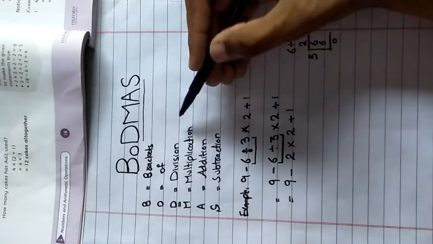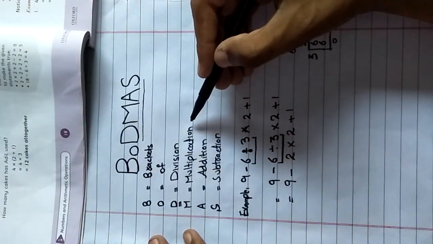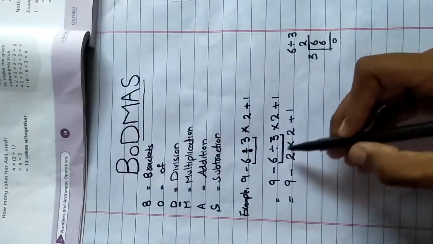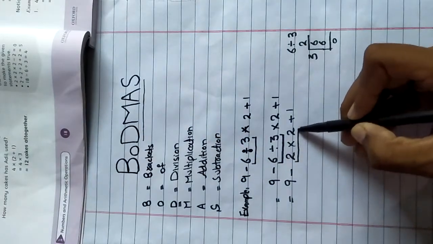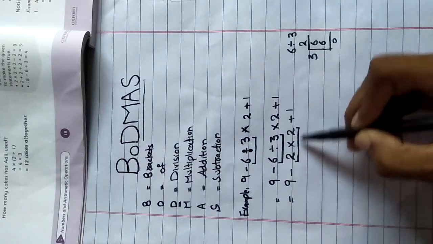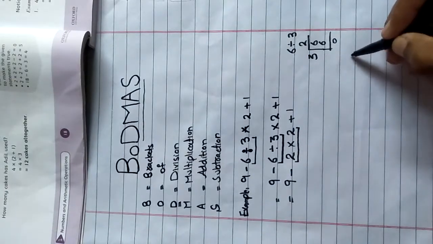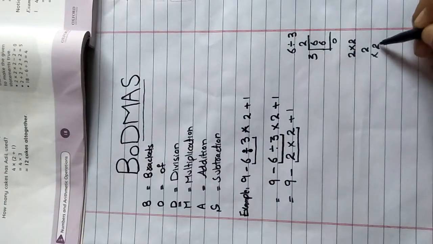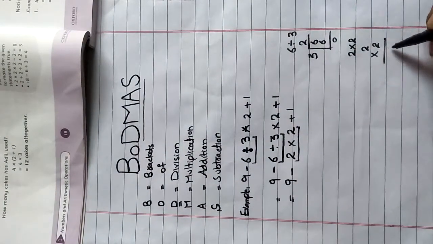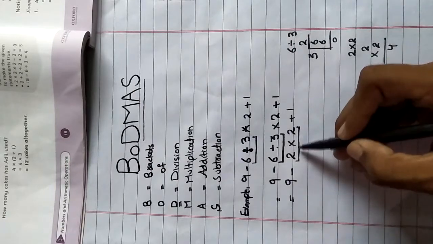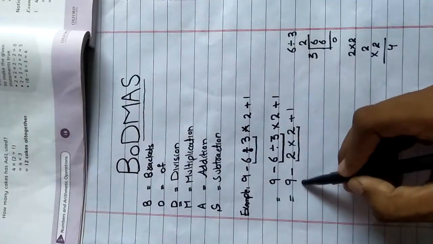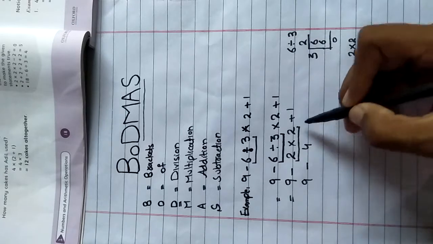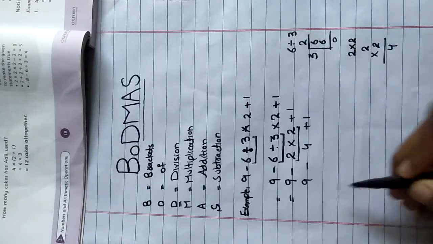So what is the next operation in the given sequence? It is multiplication. Where is the multiplication? Between these two terms, which have the multiplication sign between them, so solve these two terms. 2 multiplied by 2, what is the answer? It is 4. 2 twos are 4, so write 4 in the place of that. Now we have 9 minus 4 plus 1.